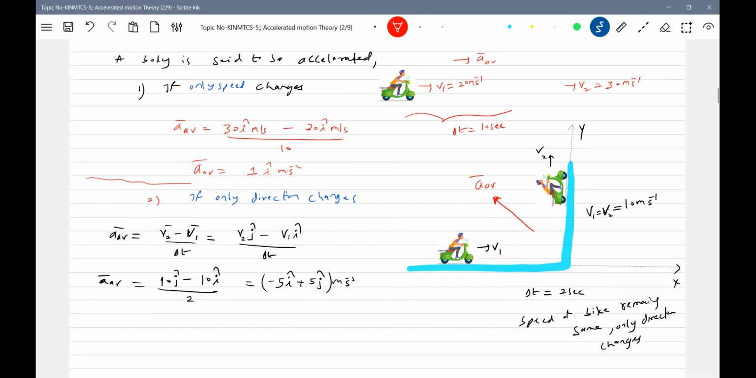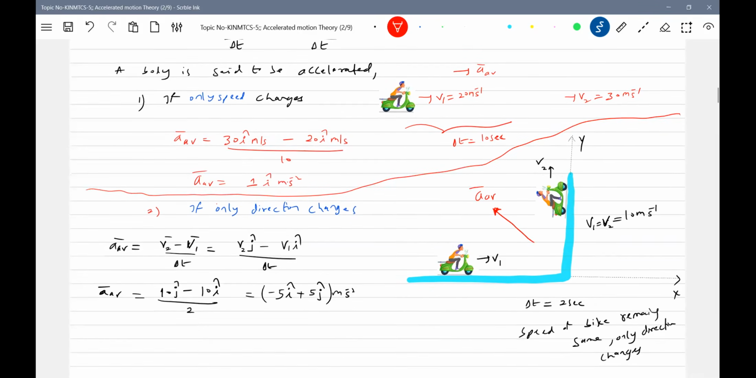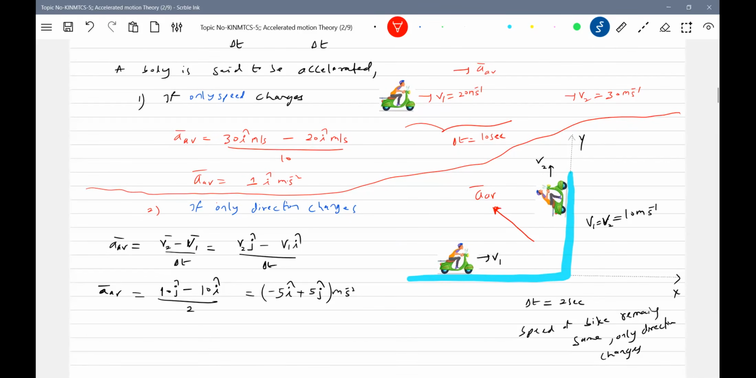The second case we are discussing, please do notice. In the first case, in what direction was the average acceleration? It was in the direction of motion. No, not in the direction of motion. So what is this acceleration? This acceleration is due to change in direction of motion and it will be directed in this way.